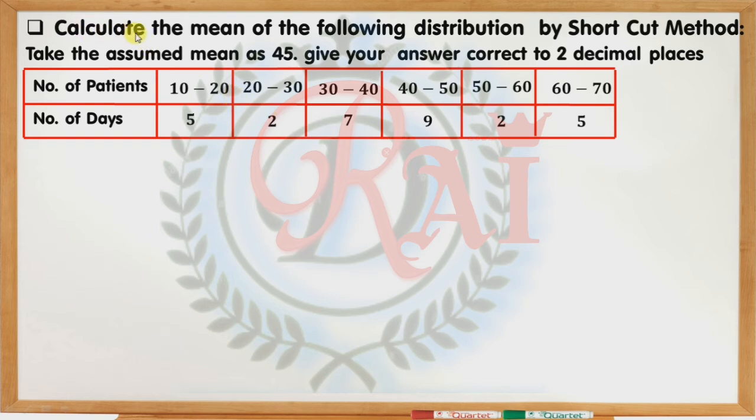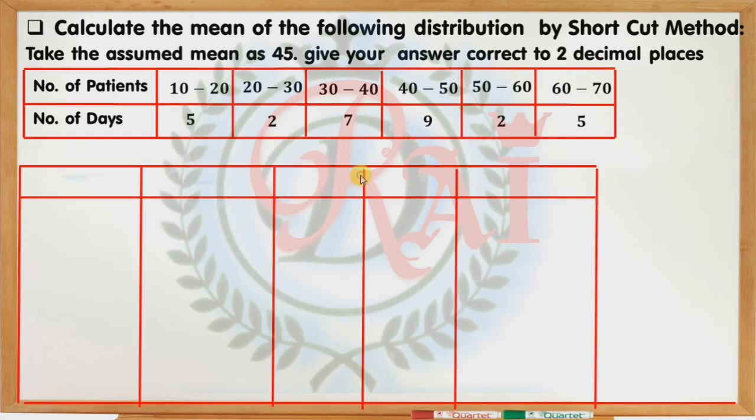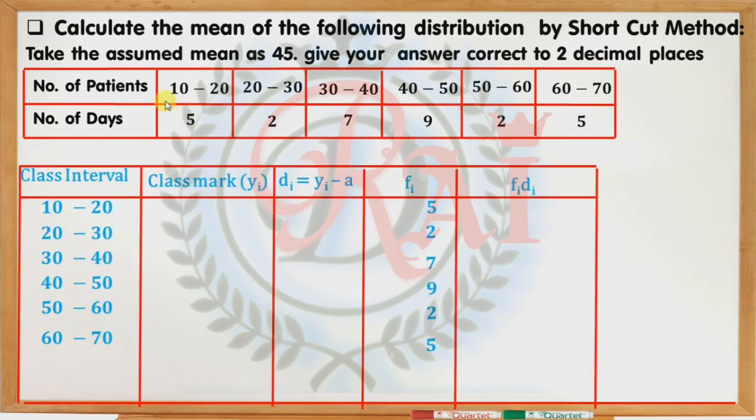Next question. Calculate the mean of the following distribution by shortcut method. Take the assumed mean as 45. Give your answer correct to 2 decimal places. So first we'll construct a table. Class intervals are 10 to 20, 20 to 30, 30 to 40, 40 to 50, 50 to 60, 60 to 70, and their frequencies are 5, 2, 7, 9, 2 and 5.